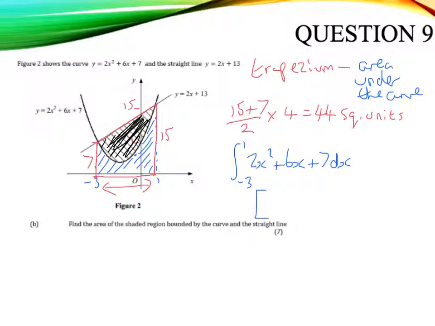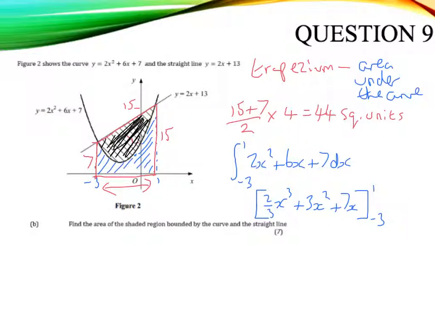So let's have some square brackets. And remember what we're doing here is increasing the power by 1, dividing by my new power. So I've now got 2/3 x cubed plus, increase my power by 1 for this term, divide by my new power. So increase power by 1 was 2, divide by my new power, 6 over 2, which is 3, so 3x squared plus 7x. And this is between the limits -3 and 1.